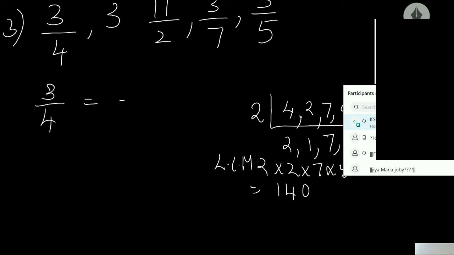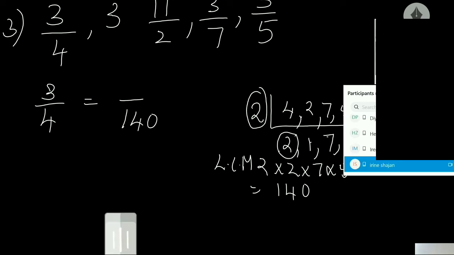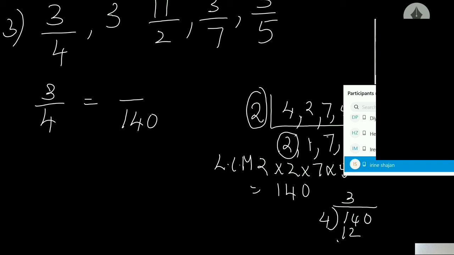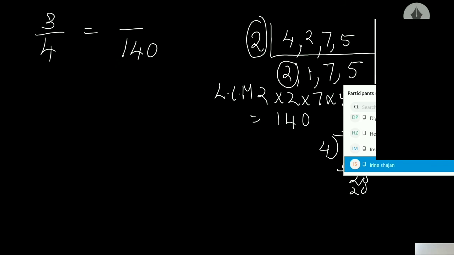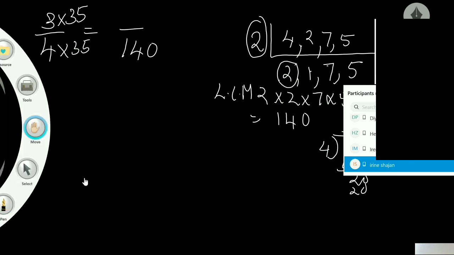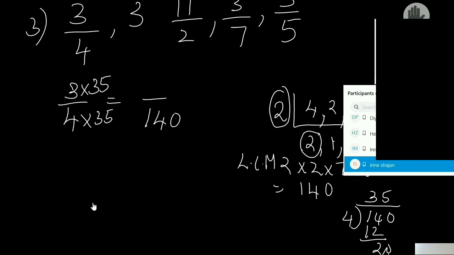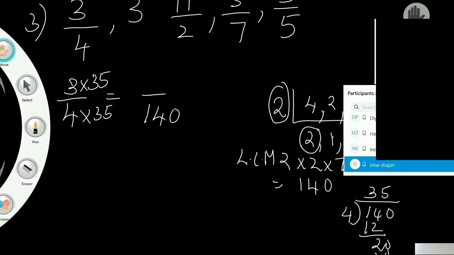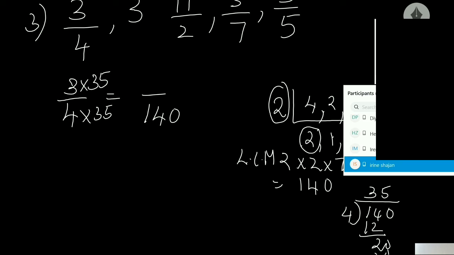So first let us try 3 by 4. Okay, 4 has to be made 140. By which number do you have to multiply? If you don't know the number, what can you do? You divide 140 by 4. When you divide 140 by 4, you get the quotient as 35. That is, we understand that 4 has to be multiplied by 35 to get 140. So by the same 35, we have to multiply the numerator also. So 3 into 35 will give you 105. So the fraction 3 by 4 becomes 105 by 140. Similarly, we have to rewrite the other fractions also with denominator 140.